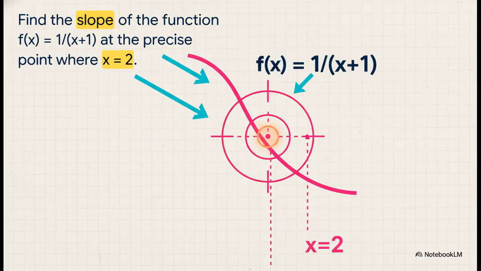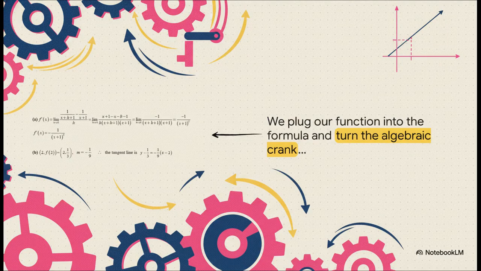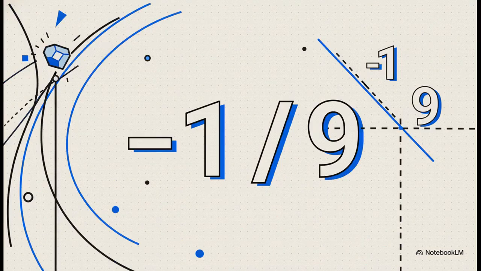So here's our mission, plain and simple. We need to find the exact slope, the derivative of our function, f of x equals 1 over x plus 1, and we need to find it precisely at the point where x equals 2. So we just take our function and plug it into that limit definition we just saw. Yeah, there's a little bit of algebra here. You gotta find a common denominator, simplify things, but honestly, it's just a mechanical process. We're just turning the mathematical crank. And after all that, out pops a number, -1/9. That is the precise, instantaneous slope of our curve at the exact moment x equals 2. No guesswork, no estimating, just a perfect, exact answer.